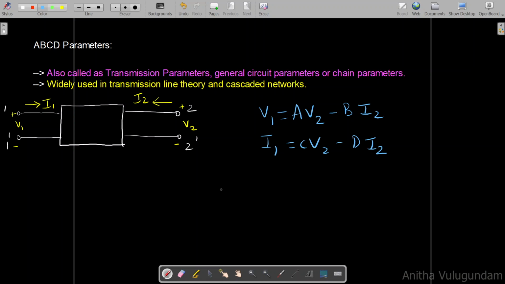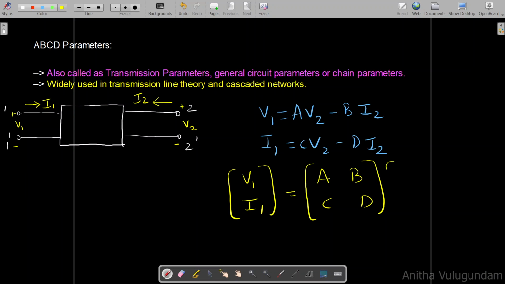Matrix representation of the above equations can be written as [V1, I1] equal to matrix [A, B; C, D] times [V2, minus I2]. This matrix is also called the transmission matrix.